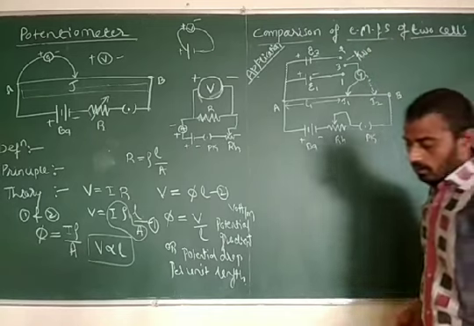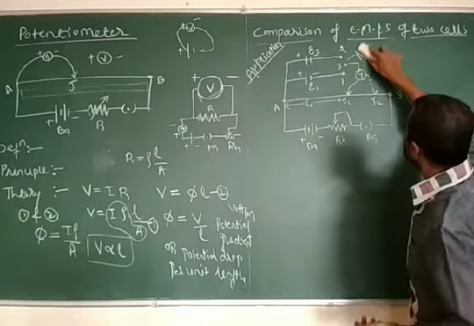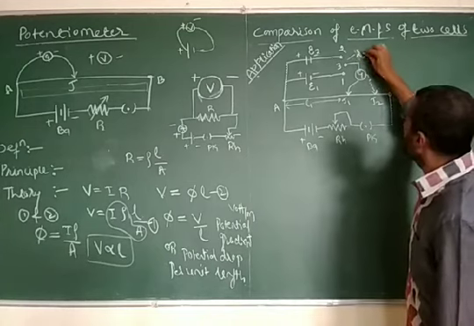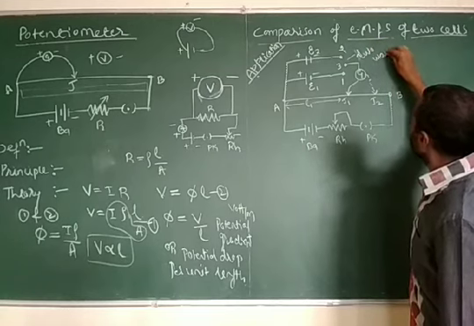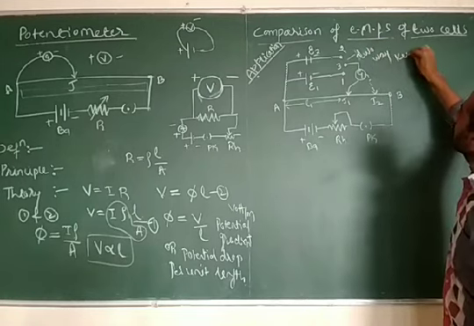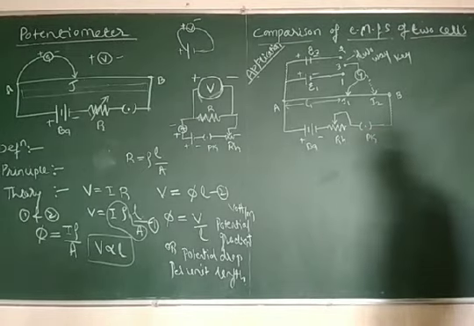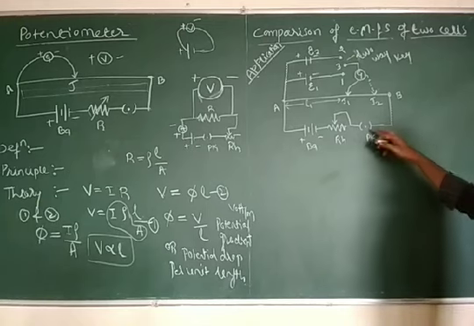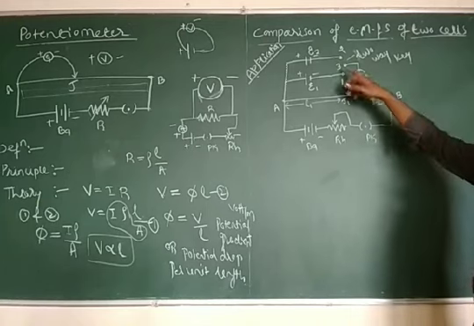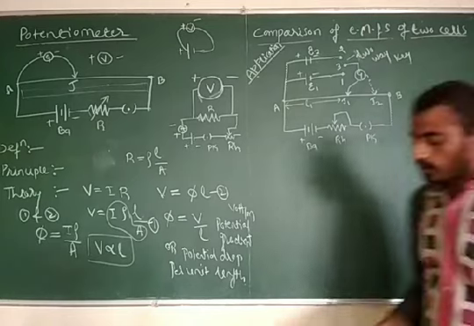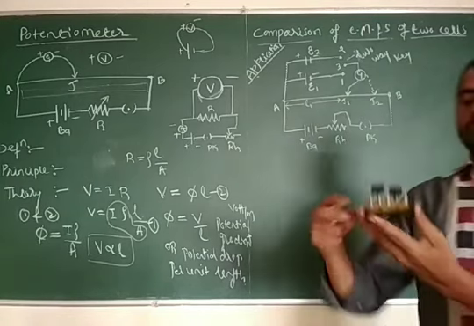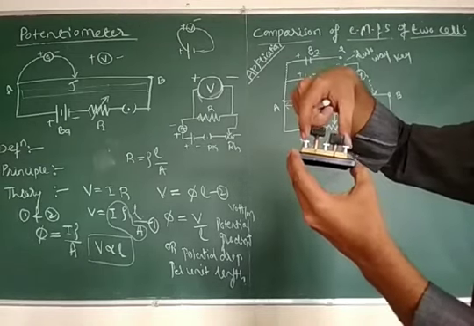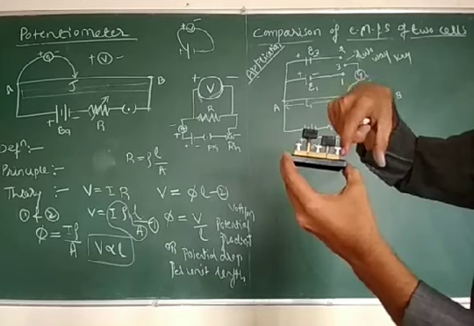Two-way key. Two-way key means it has two ways for the path of the flow of the current. Usually a plug key will be of only one way, through which current is supposed to flow. But a two-way key has two ways for the flow of a current, which looks like this. Two-way key with three terminals: end 1, end 2, end 3.